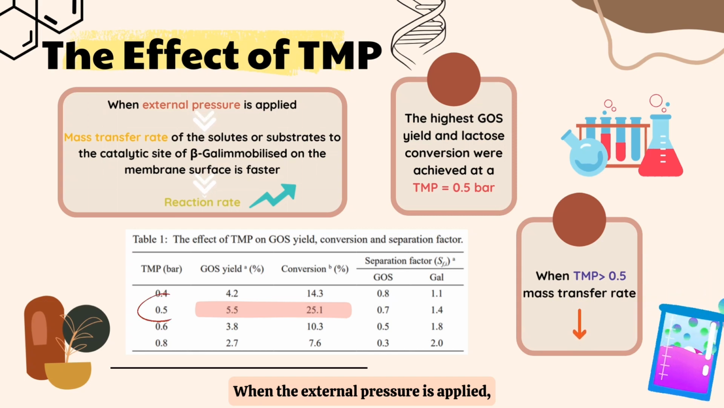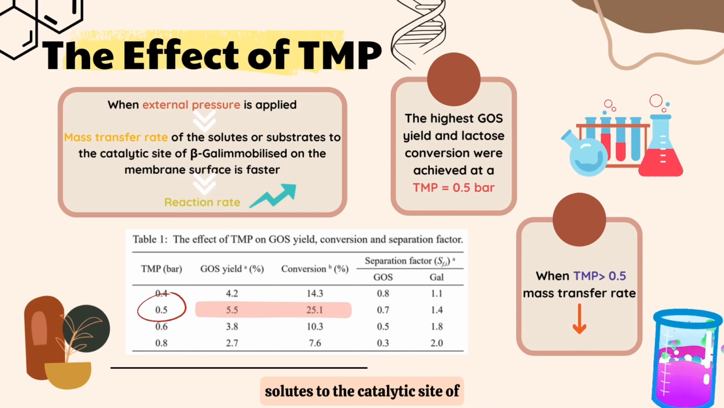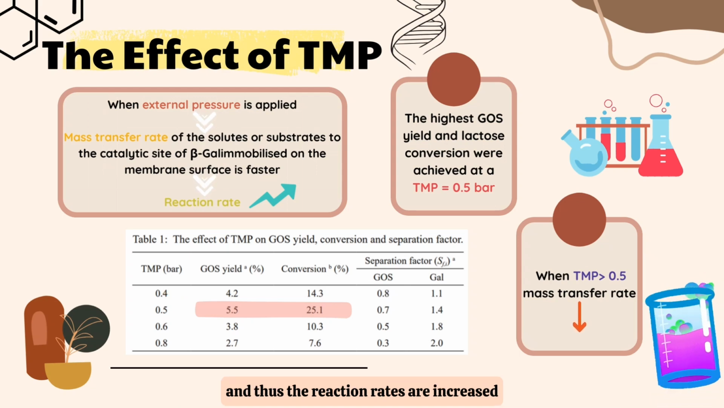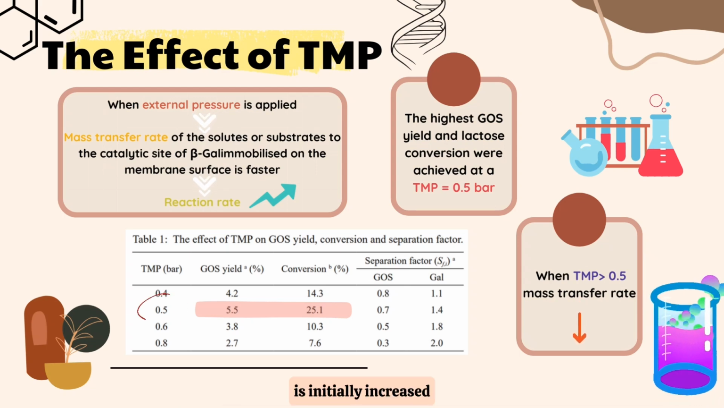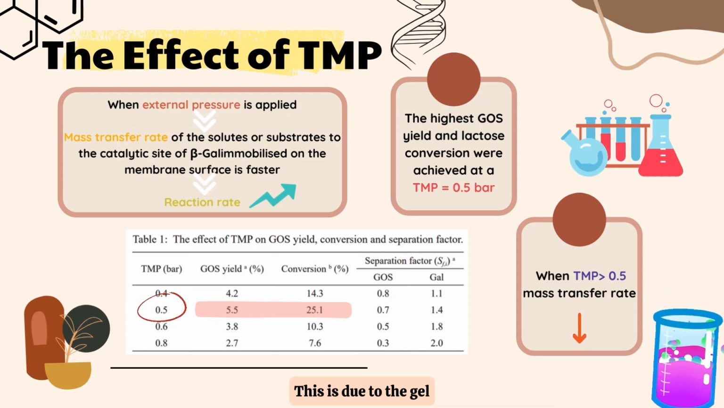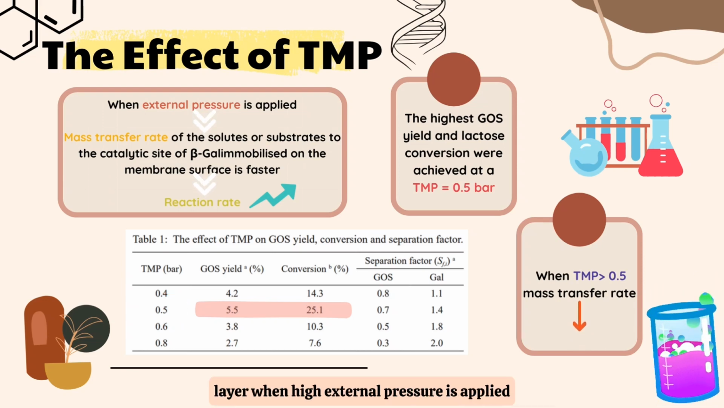When the external pressure is applied, the mass transfer rate of the solutes to the catalytic site of beta-gal immobilized on the membrane surface is faster and thus the reaction rates are increased. The mass transfer rate of lactose initially increases and then decreases when the TMP is higher than 0.5 bars. This is due to the gel layer being formed on the membrane layer when high external pressure is applied.